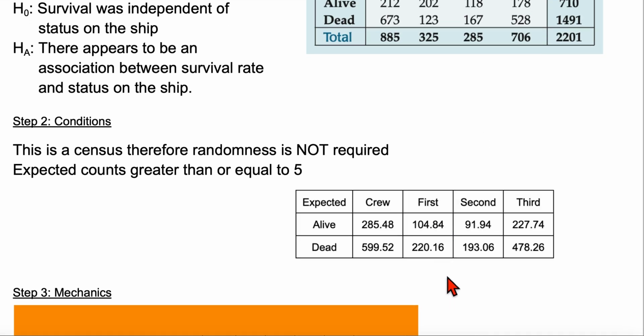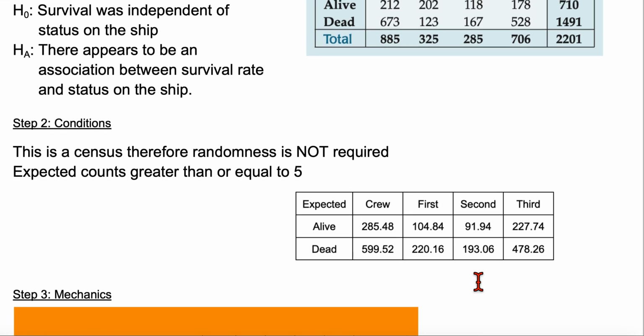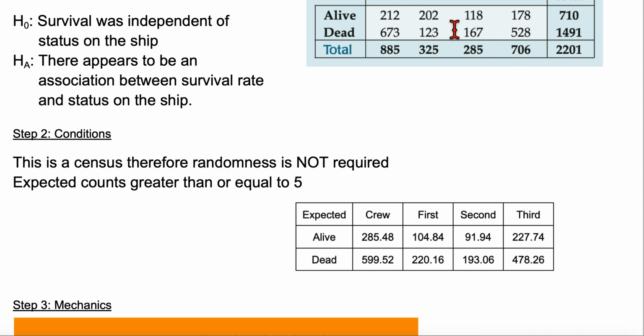And here's the list of expected values for this data set. And remember, we need both the observed values, which are in the original table, and the expected values in order to show our work as part of the mechanics.